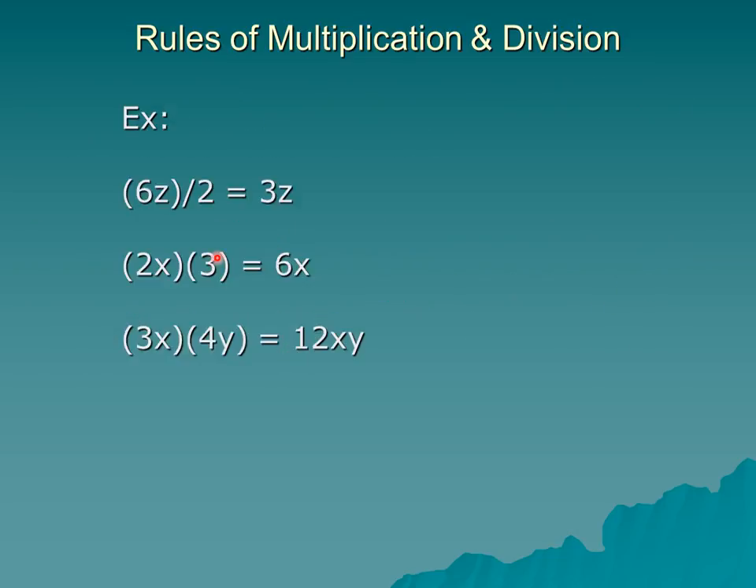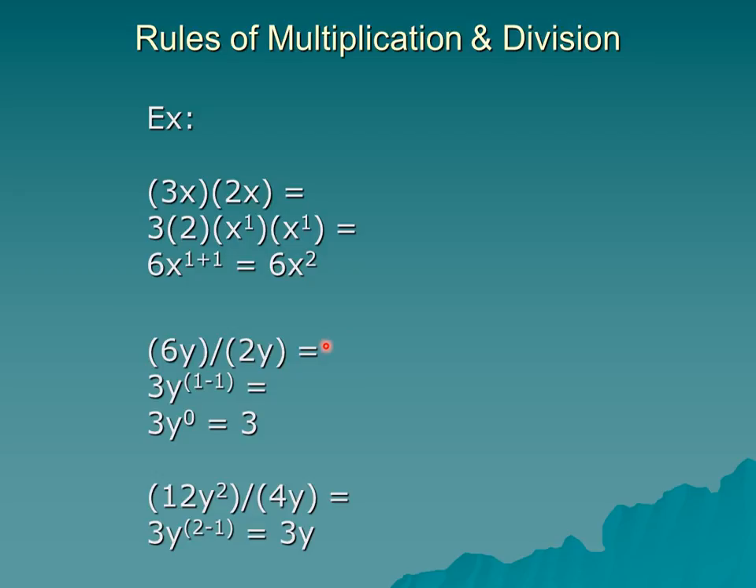So for an example, let's say the first one is 6z over 2. You have only one z, so you keep the z. So 6 over 2 is 3. Here 2x times 3 is 6x. 3x times 4y equals 12xy. Now so far, we haven't seen anything which has the same variable you are multiplying.